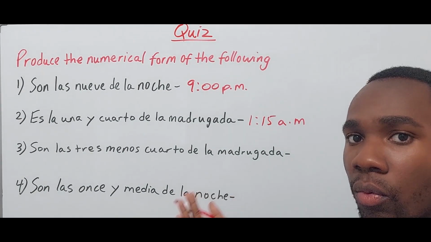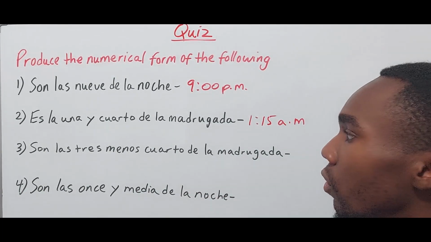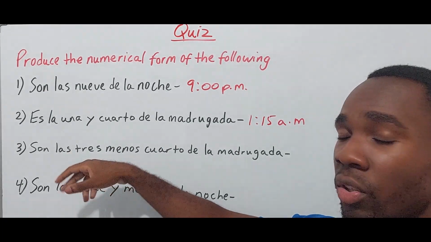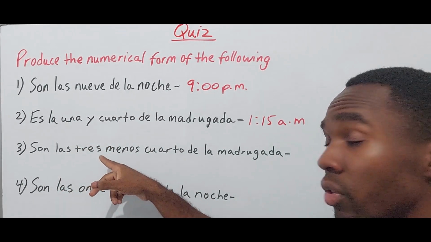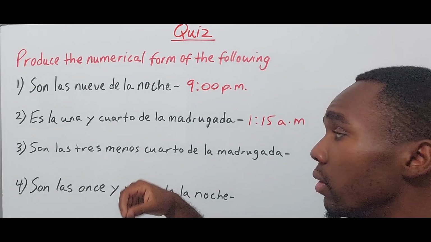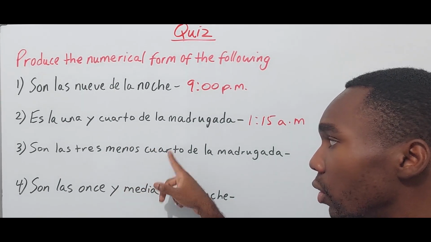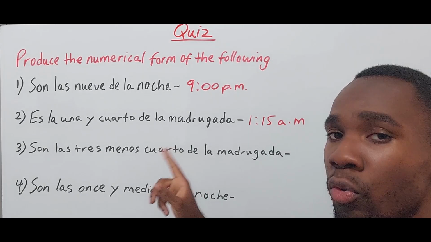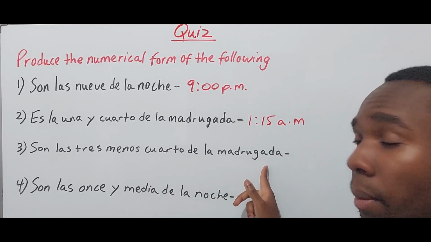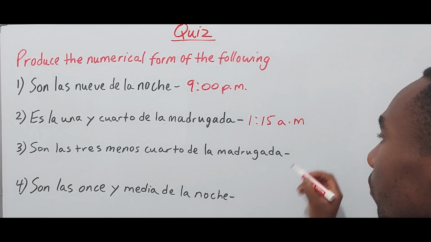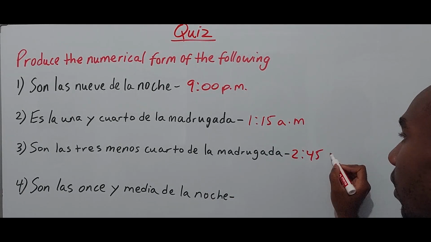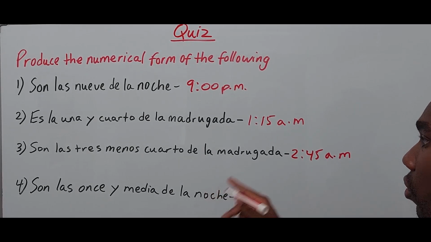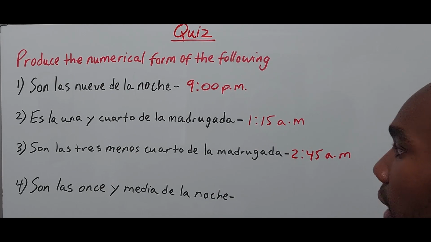3, son las 3 menos cuarto de la madrugada. Now this is the countdown method, of course, so let's go. The upcoming hour is going to be 3, and how much time remains until that hour is reached? Cuarto, which is 15, so 15 minutes, so that would be 2:45 de la madrugada, a.m. So 2:45 a.m. Son las 3 menos cuarto de la madrugada.